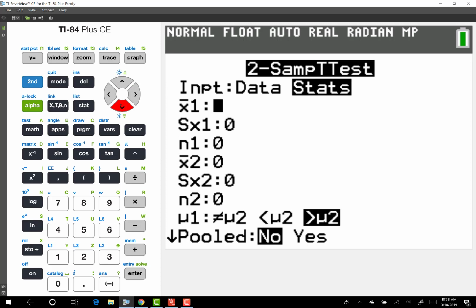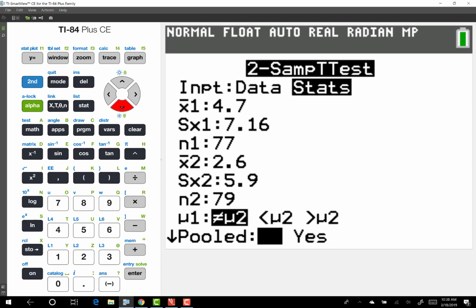So for X bar 1, we had 4.7. For S1, we had 7.16. And for N1, it was 77. And then X bar 2 was 2.6. S2 was 5.90. And N2 was 79. And then we're doing the not equal option.